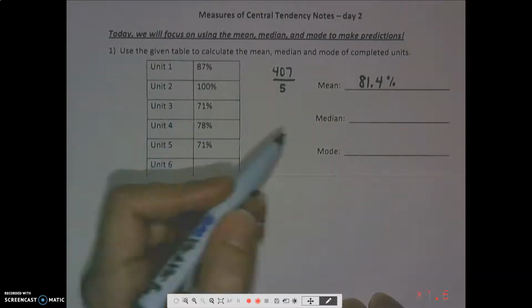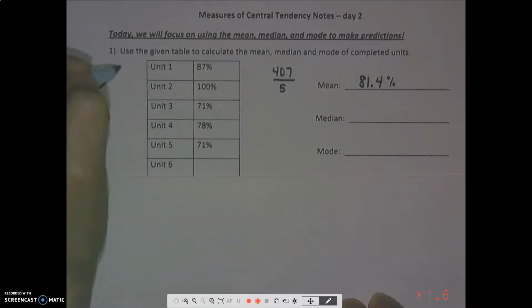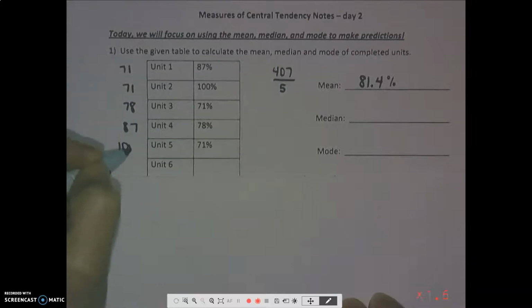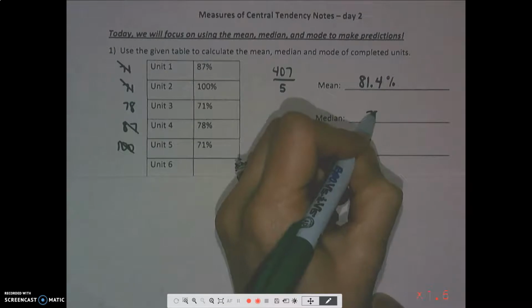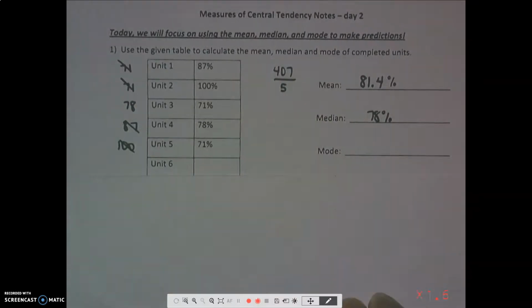Okay, the median means that we need to put them in order from least to greatest. So I'm going to list them like this, going straight up and down. You could also list them horizontally, it doesn't matter. Okay, so for that median, we're going to go and find the middle one. So 78% is the median grade that we got.